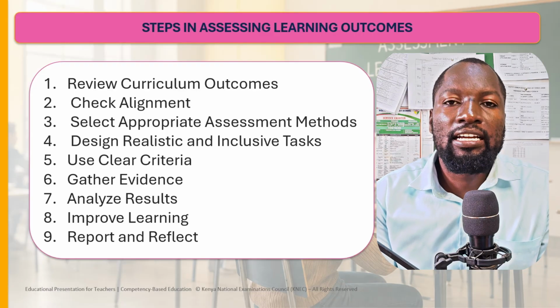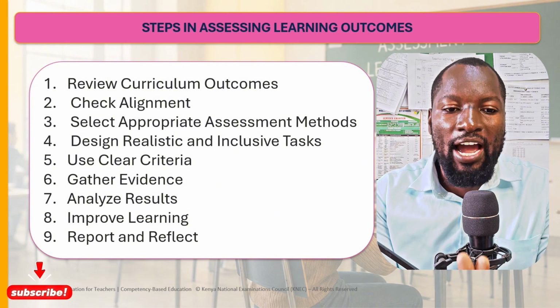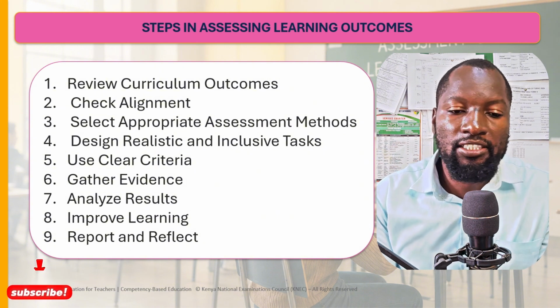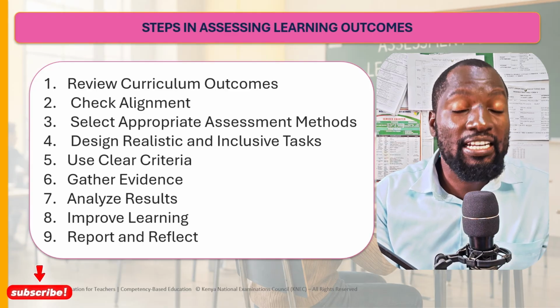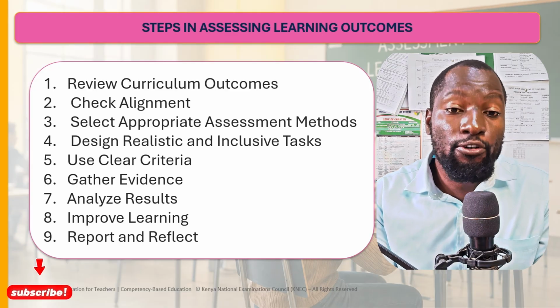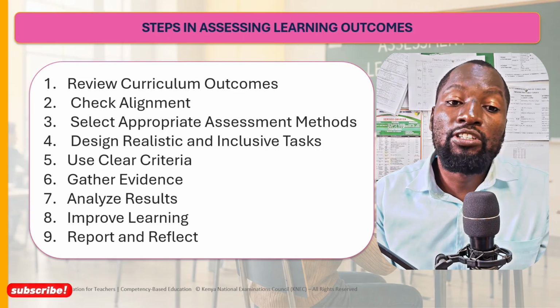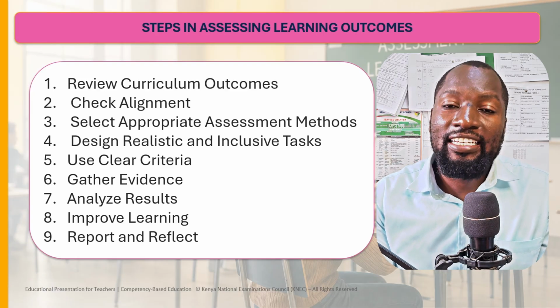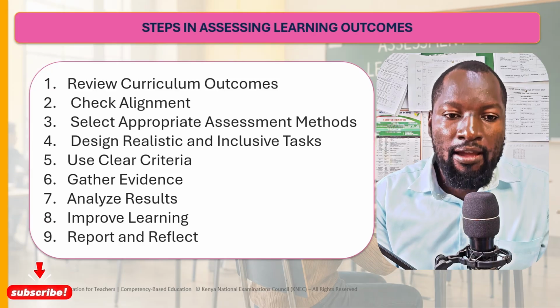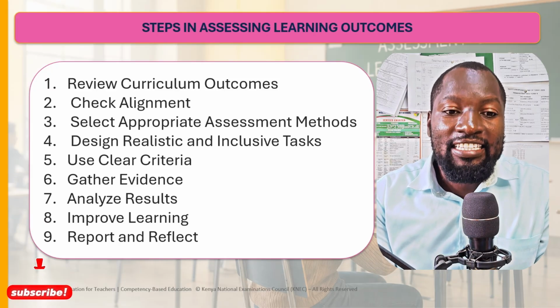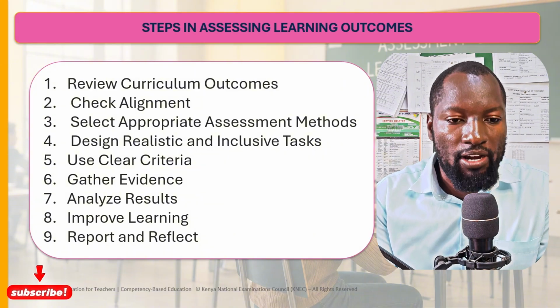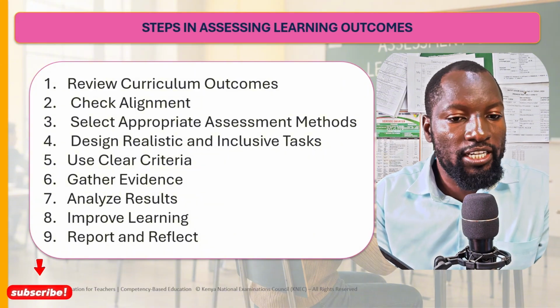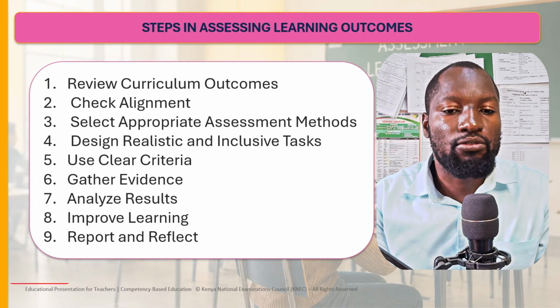Confirm what learners were expected to achieve in terms of knowledge, skills, and values. That is the first thing. Before you start assessing the outcome, you need to go back to the learning outcomes highlighted in the curriculum design, then confirm what learners were expected to achieve in terms of the knowledge, the skills, and also the values.